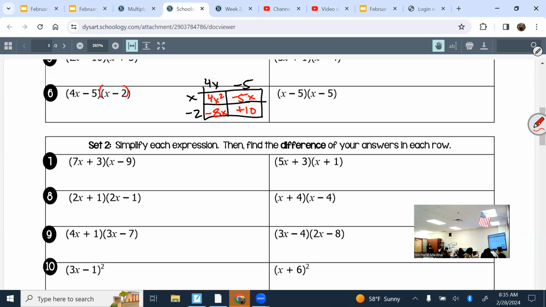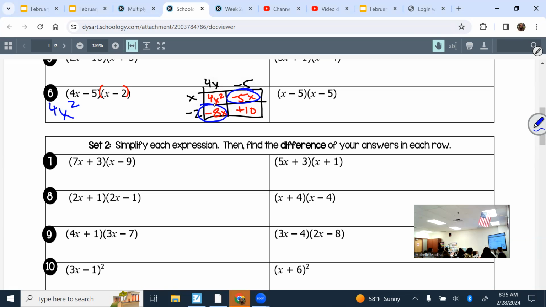Then when you go to write down your final answer, you are combining like terms. Table 1, does this 4x squared have a like term? So it's still in your answer, you just don't combine it with anything. Table 2, does the -5x have a like term? What's its like term?